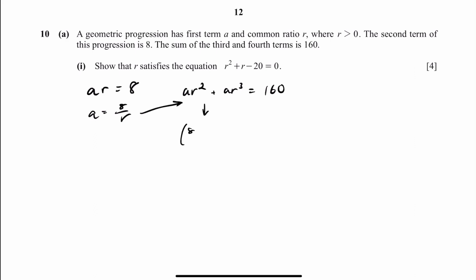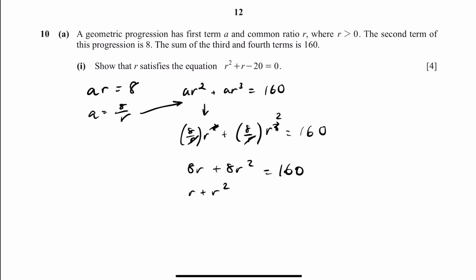Using that, we can get 8 over r times r squared plus 8 over r times r cubed is equal to 160. So we get the 8 over r, the r cancels out with one of the r's to make r. Here, r cancels out with one of the r's to make r squared. So we get 8r plus 8r squared is equal to 160. Everything is divisible by 8, so let's divide by that. We get r plus r squared is equal to 160 over 8, which is 20. So r squared plus r minus 20 is equal to 0 as required.